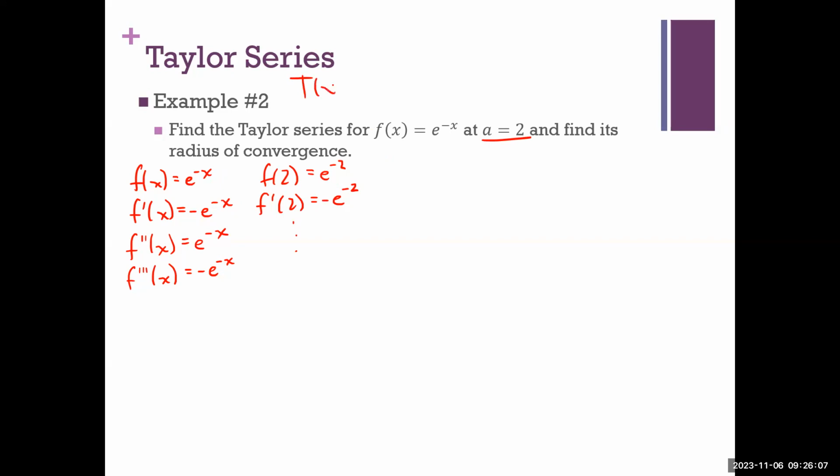Maybe I should remind you all what this thing looks like for a point that's not 0. So f of a plus f prime of a times x minus a plus f double prime of a times x minus a squared all over 2 factorial. Hope that's enough space. So given that, can I start filling in what the Taylor series is? What's the first term going to be?